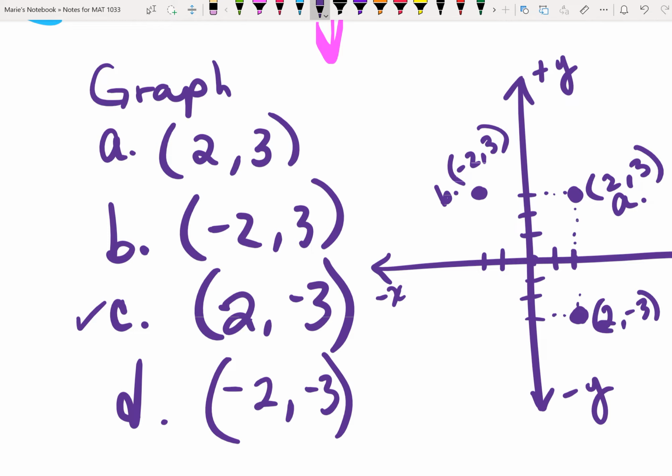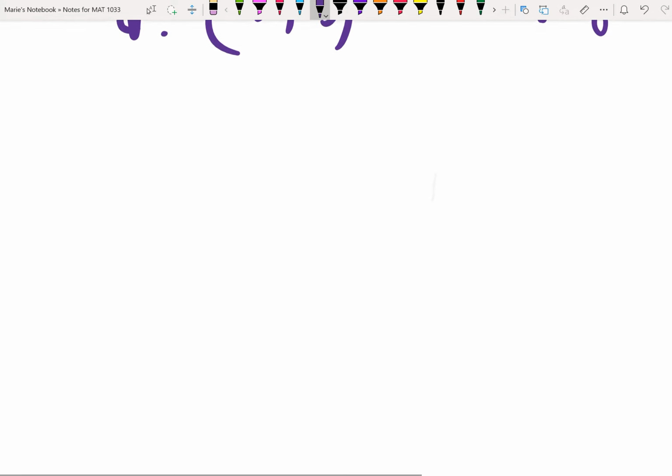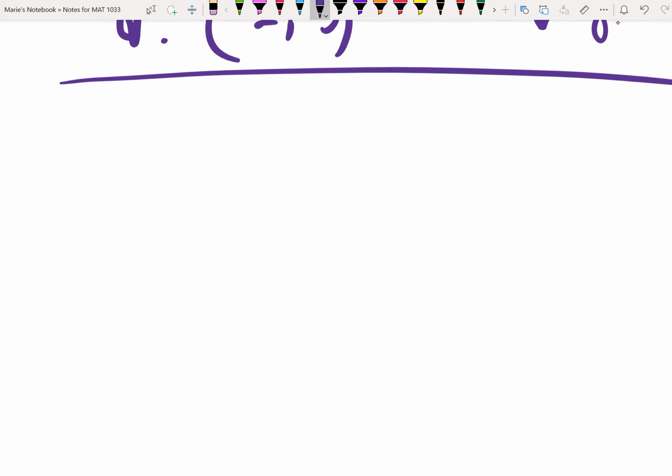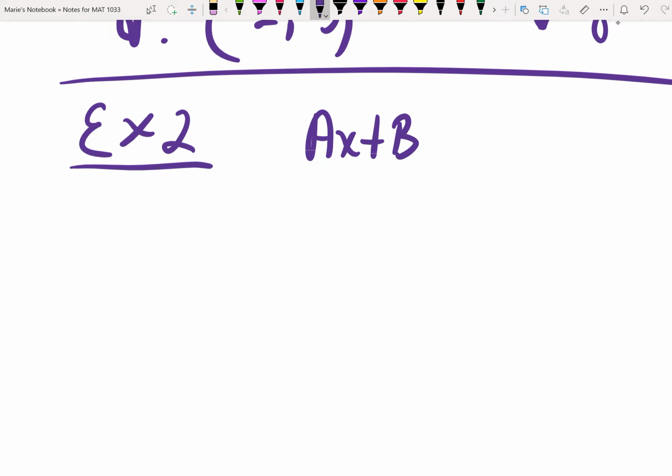And lastly, the last point, point D, which is negative 2, down 3, 1, 2, 3, and you're over here. So this is point D, which is negative 2, negative 3. So that's example 1 in your textbook. The next thing that your textbook talks about, or example 2, has to do with looking at equations in two variables, and they're usually written in standard form in the way they're presenting this type of question.